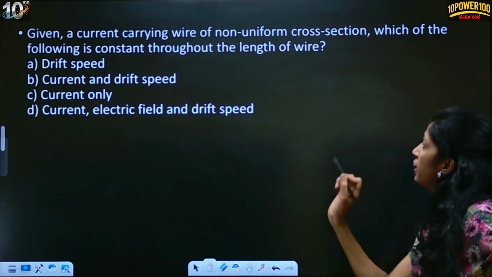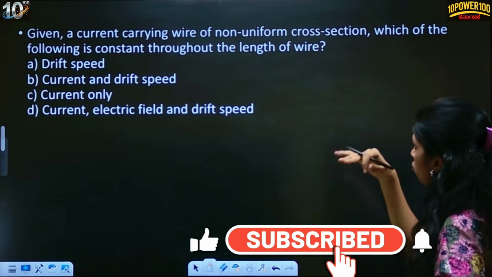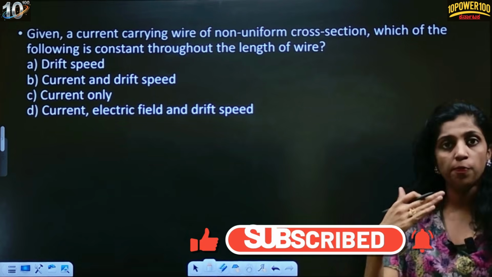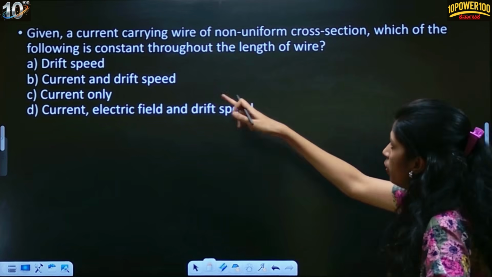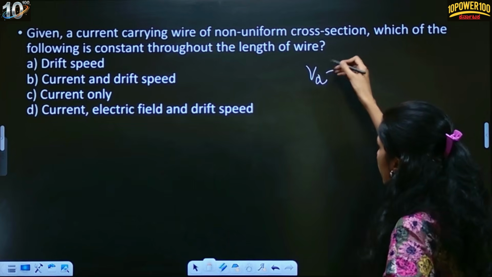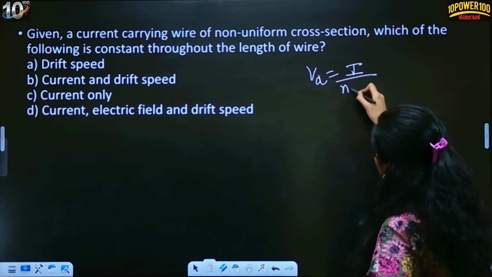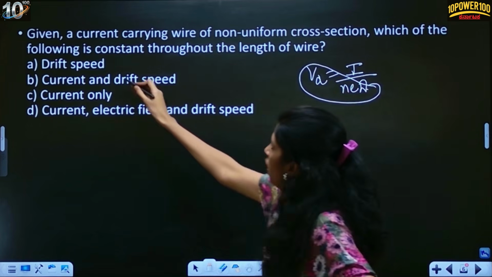A current carrying wire of a non-uniform area of cross section. Which of the following is constant throughout the length of the wire? So they are saying the area is varying. If you take drift velocity, we know the formula I equals nEAv_d, so v_d will be I divided by nEA. Therefore, drift velocity depends on area, so it can't be drift velocity.